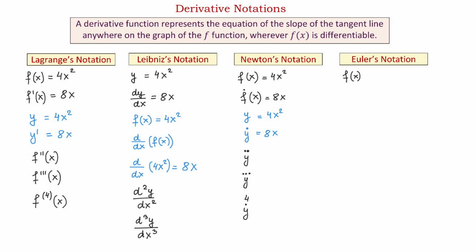f of x, the derivative is D of f of x. We can also write this derivative as D sub x of f of x. So the subscript x tells us that this function is differentiated with respect to x. So if the function is 4x squared, then D of 4x squared equals 8x. This notation is useful when studying differential equations and differential algebra.